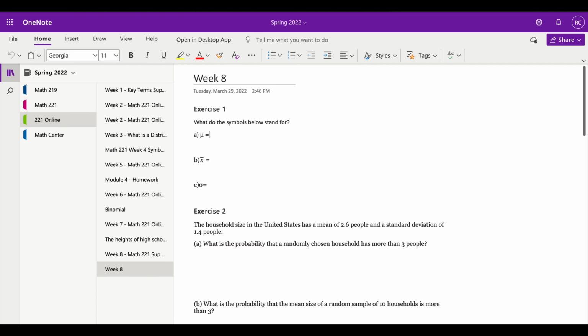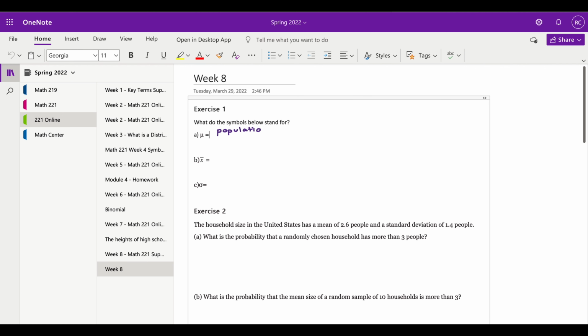So I wanted to go over these exercises. Exercise 1 is just reviewing some of the symbols that we've learned this semester. And so we see the symbol, which is called mu. It's a Greek letter. Mu stands for the population mean, and that's a parameter. If I could ask every single student at Santa Ana College what their GPA is, I could figure out their mean GPA for the whole population.